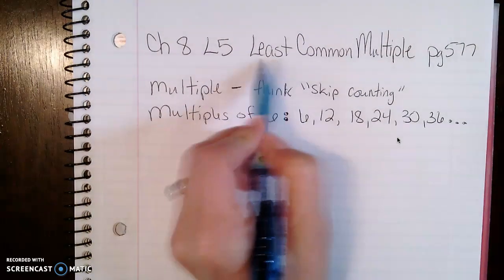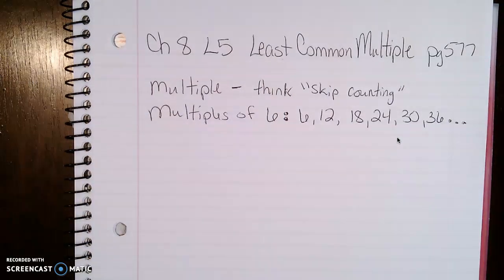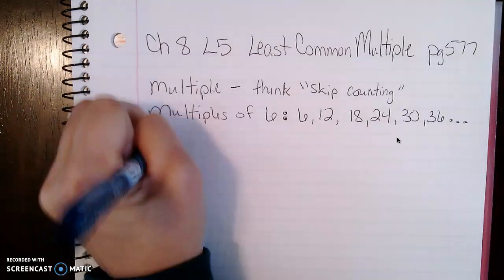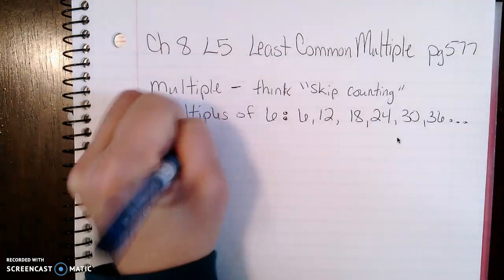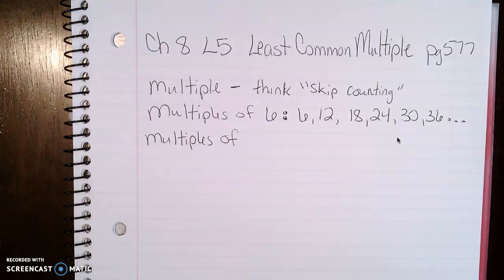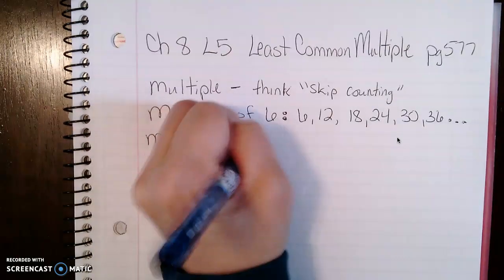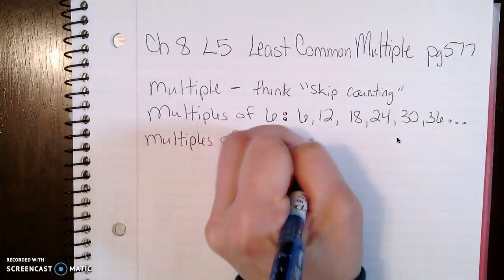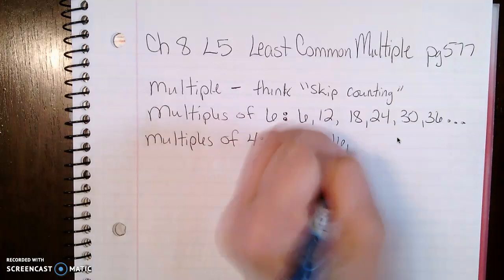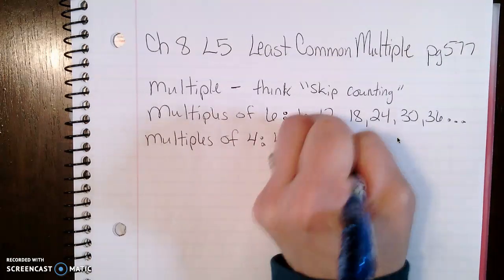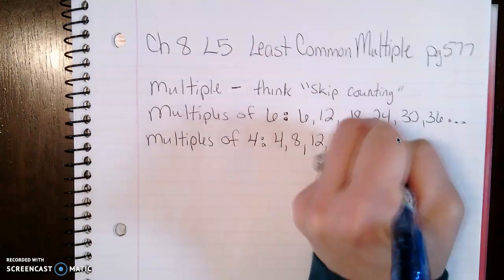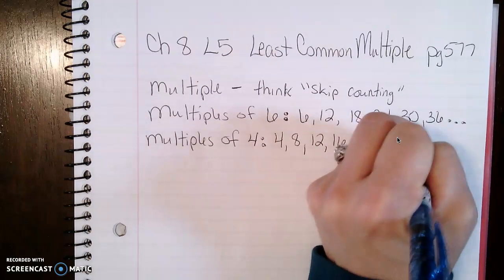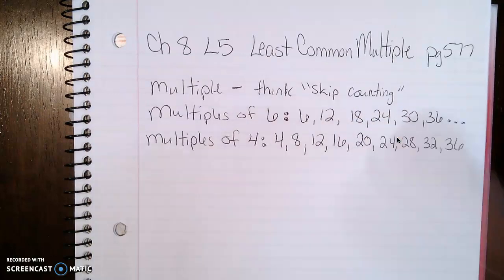So when we're looking for the least common multiple, we're looking for the smallest number that two numbers have in common. So if I listed the multiples of 6, and I also listed the multiples of 4, then I would say, okay, there's 4. 4 times 2 is 8. 4 times 3 is 12. 4 times 4 is 16. 4 times 5 is 20, 4 times 6 is 24, 4 times 7 is 28, 4 times 8 is 32, 4 times 9 is 36.